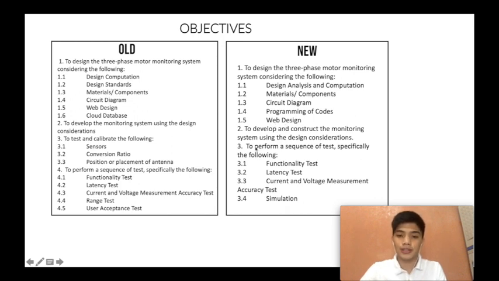The next one is to perform a sequence of tests, specifically the following. The first one is the functionality test. Second is the latency test, then the current and voltage measurement accuracy test, and the last part is the simulation. As we can see, we have other tests here that we cannot do because we cannot deploy our prototype, like the user acceptance test. We cannot interview or interact with other people, those in the water district. So we cannot do it anymore. The other tests became the simulation part. So that's all for the objectives.